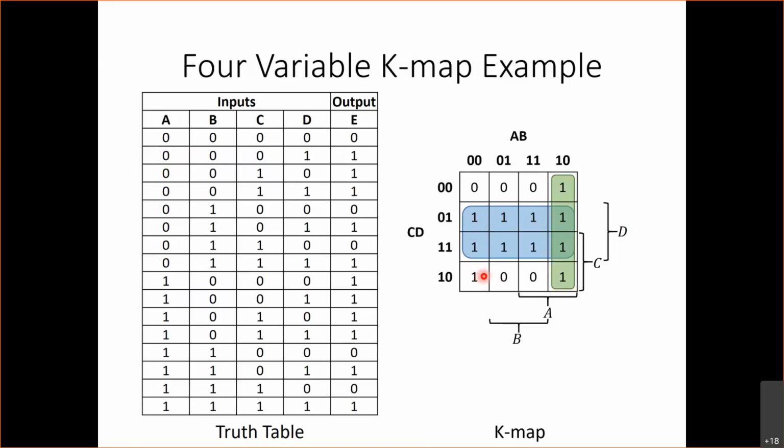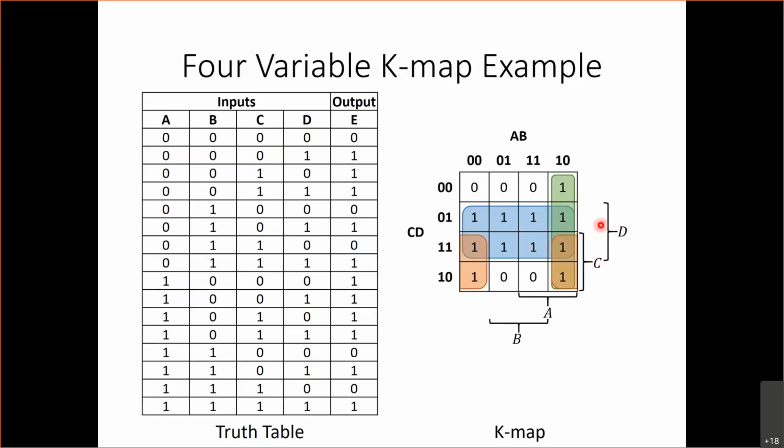Now, again, we want the largest rectangle to cover this one. So we don't want to just put a square on top of this one. We want to get the largest rectangle so that we have the least number of inputs. And it turns out that the largest rectangle to cover this one is these 2 ones. And again, remember, we can wrap around, so we can go in this direction. So we have 2 ones over here. So the largest rectangle is actually this orange rectangle that covers these 2 ones along with these 2 ones over here. Okay, so now we've covered all our ones.